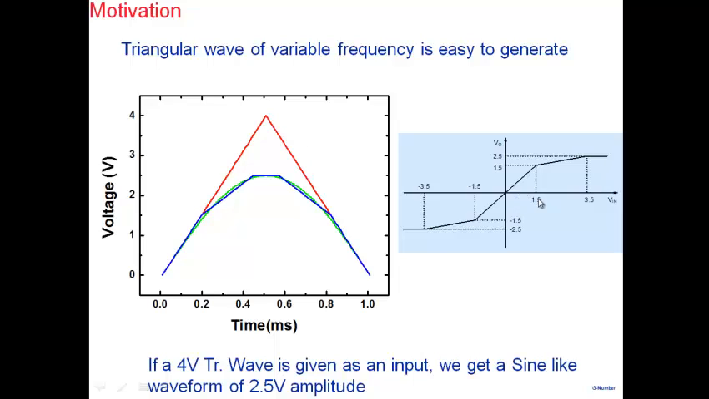Because the breakpoints that you see here, 1.5 and 3.5, have all been chosen for a particular amplitude of the triangular wave here. If the amplitude of the triangular wave changes, then the waveform that you get as an output doesn't resemble a sinusoid very well.